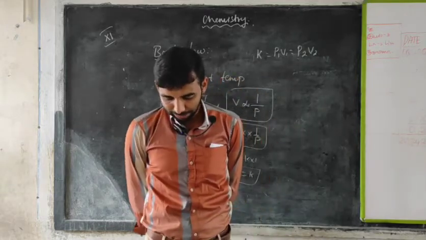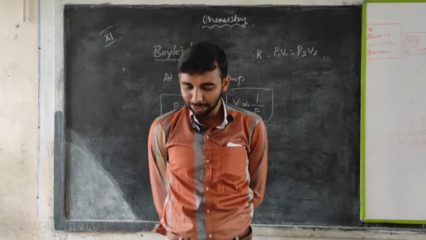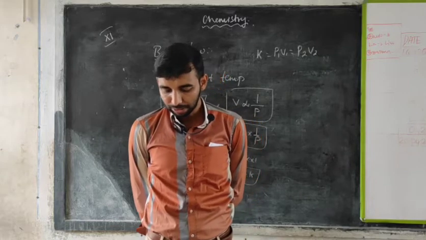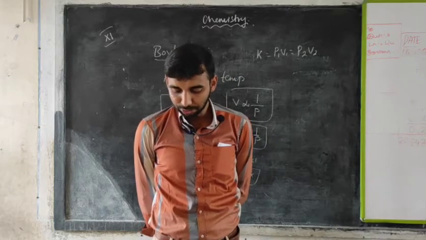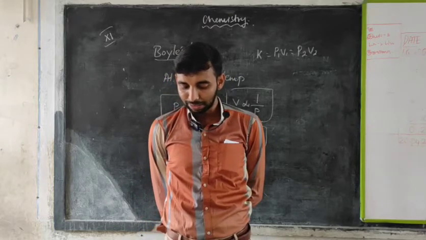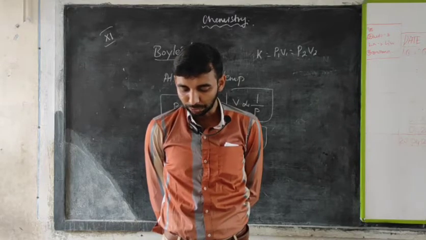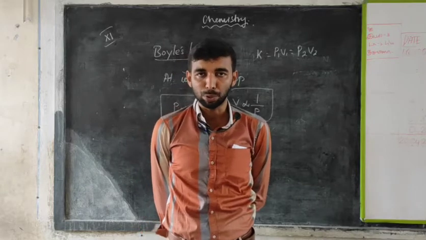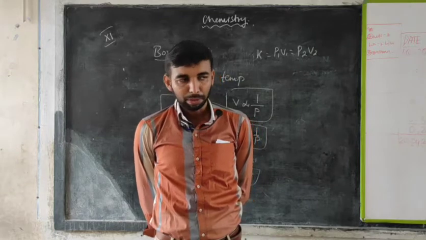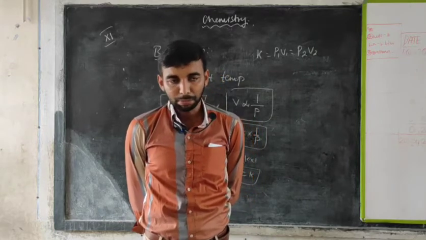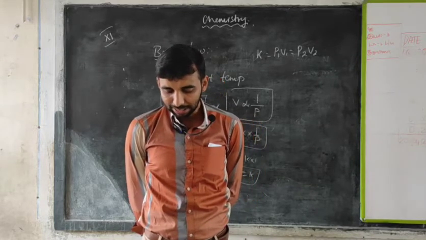Consequence of Boyle's law, on page number 161. The pressure-density relationship can be derived from Boyle's law as shown below. Make a note: P1 V1 equal to P2 V2 is nothing but Boyle's law. If you apply the formula of volume, V is nothing but m divided by d, where m is the mass and d is the density of the gas.